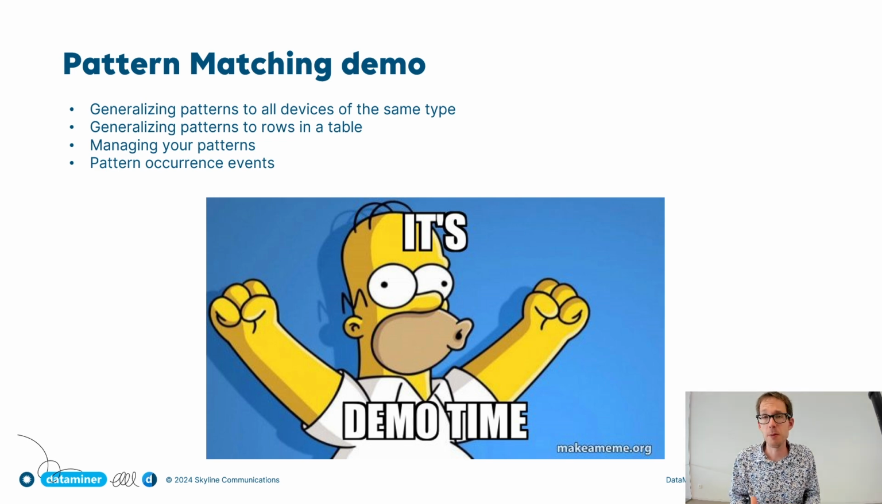What if you created a pattern by accident and you want to delete it? Or what if you want to modify the range? And finally, we're going to talk about the pattern occurrence events, which are the events that are triggered when DataMiner detects a pattern. All right, let's dive into this, right?